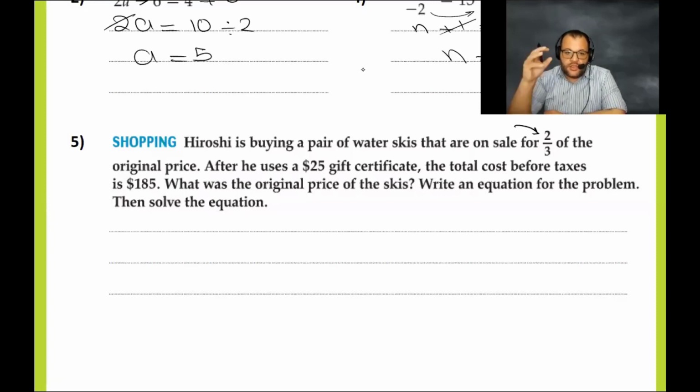Now he got the price as 2/3 of the original price. That's after he used the $25 as a gift certificate. Then the price becomes 185. What was the original price?